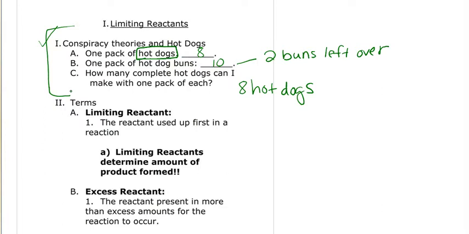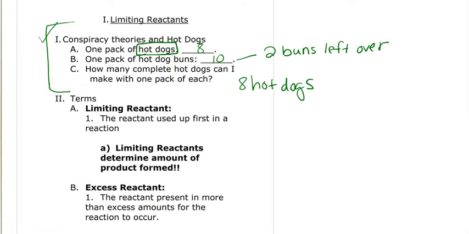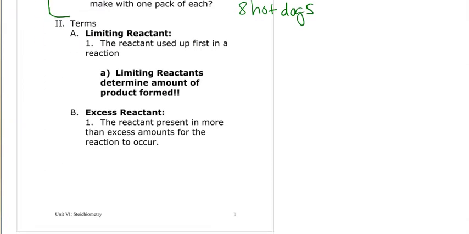Anyway, limiting reactant. The definition is the reactant used up first in a reaction. So the limiting reactant determines the amount of product formed. Please pay attention: it's a reactant. So you're only going to be looking at those things to the left of the arrow, right? This would be your product. You're only concerning yourselves with the reactants to figure out what is limiting, right? So don't ever put a product for the answer of a limiting reactant.